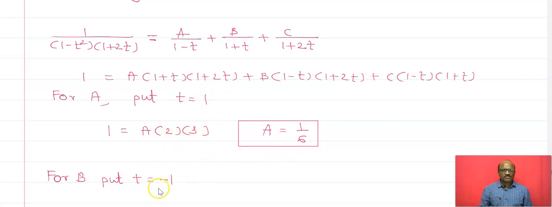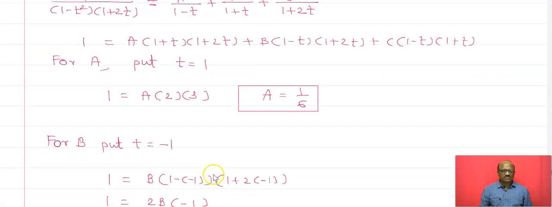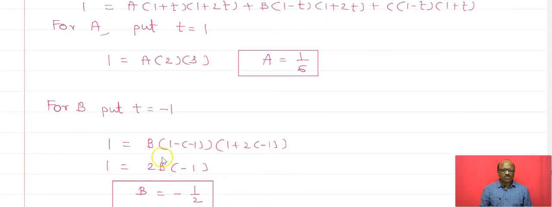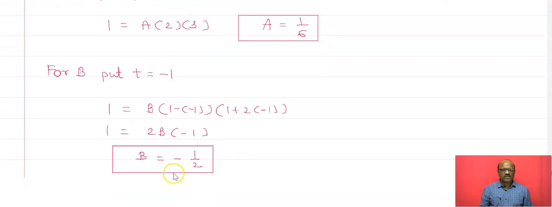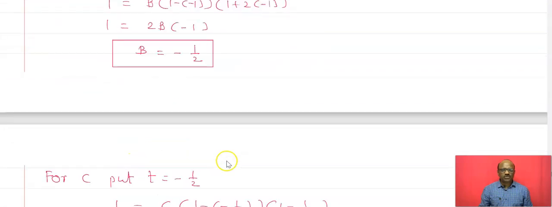For the value of b, put t equals minus 1. Then 1 equals, substituting t equals minus 1, 1 minus in bracket minus 1 bracket complete, 1 plus 2 in bracket minus 1, and overall minus minus becomes plus, that is 2b, and 1 minus 2, that is minus 1, so b equals minus 1 upon 2.